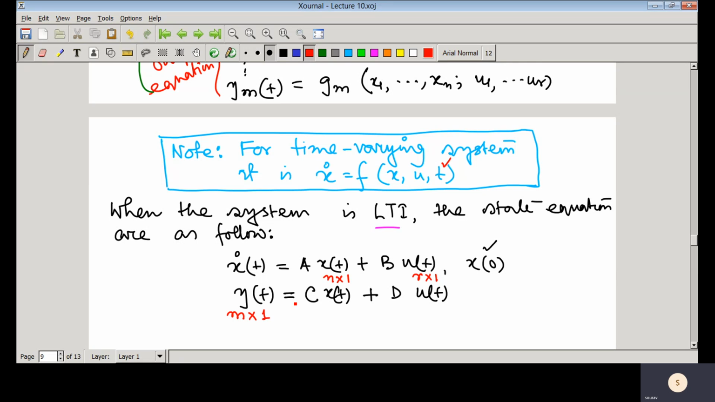Now we can see what the dimensions would be. Because x is n cross 1, the dimension of A would be n cross n, just from matrix algebra, and the dimension of B would be n cross r, and here u is r cross 1, so D would be m cross r, and since the dimension of x is n cross 1, C would be m cross n.